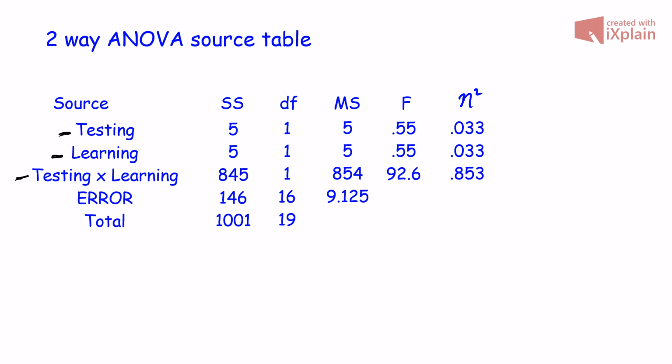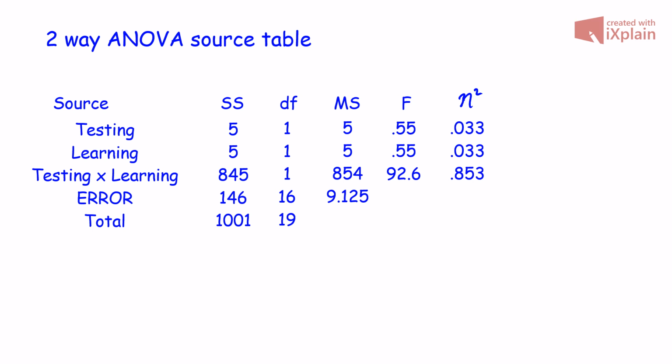So we have three tests, right? Just like we started with. We have the main effect of testing, the main effect of learning, and we have the interaction of testing and learning. And then we have error, and then we have total.